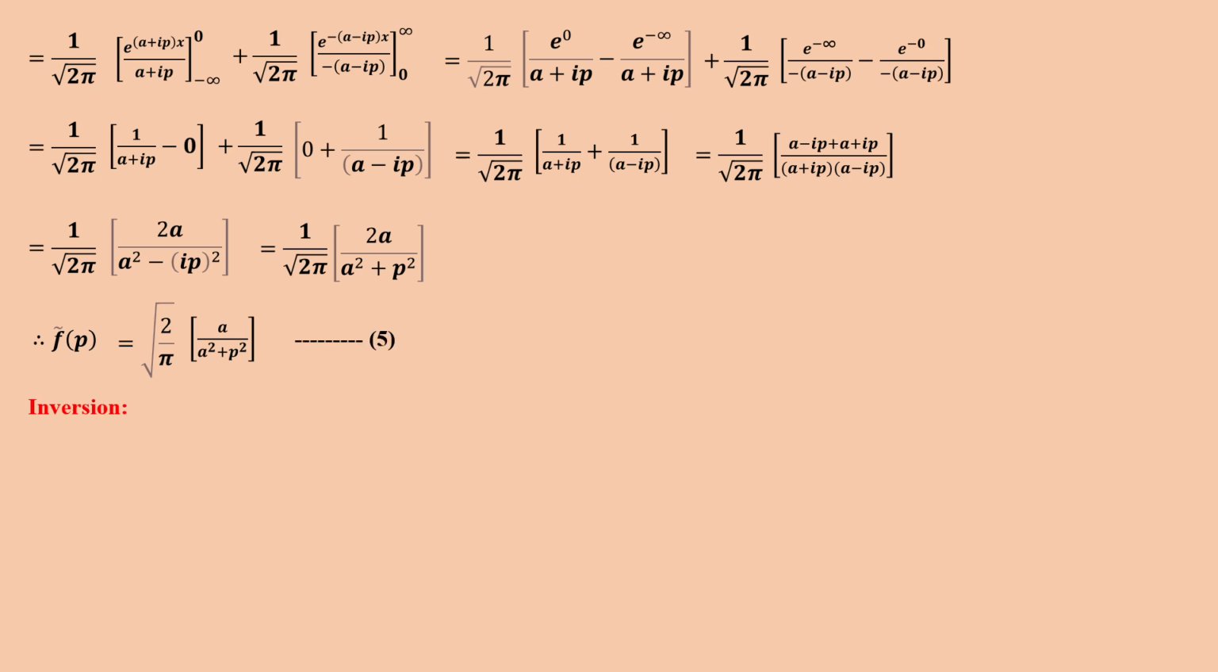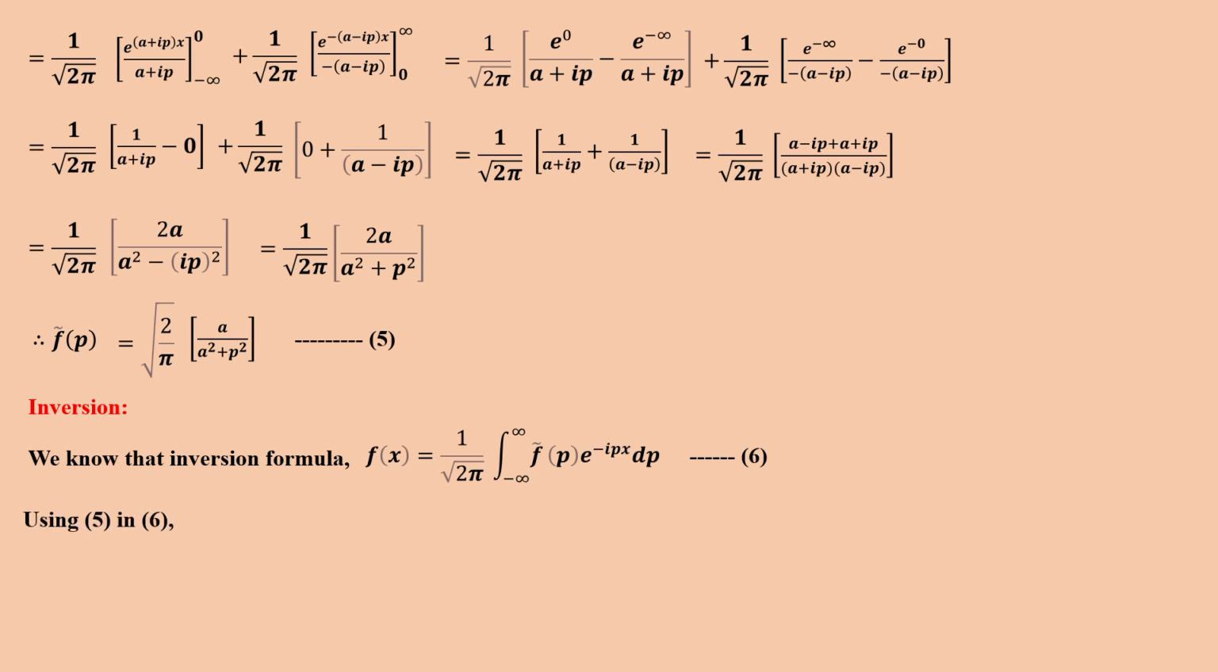So now we are going to invert this. This is the Fourier transform of e^(-a|x|). Now we have to invert it. So, inversion. We know the inversion formula, the Fourier inverse: f(x) is equal to 1 by root 2 pi integral from minus infinity to plus infinity of f bar of p e^(-ipx) dp. That is equation number 6.